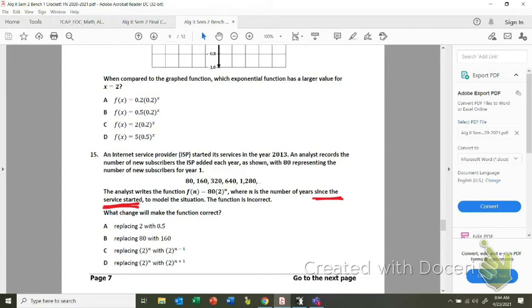But it says this function is incorrect. And it wants to know how to make it correct. Well, if we're looking for something since the service started, do we not need to know what happened the first 5 years before we get to the 6th year? We have to know what happened before to know what happened now. So out of those choices, which one tells us what happened the year before to know what's happening in the current time? C, because it has that what? N minus 1.